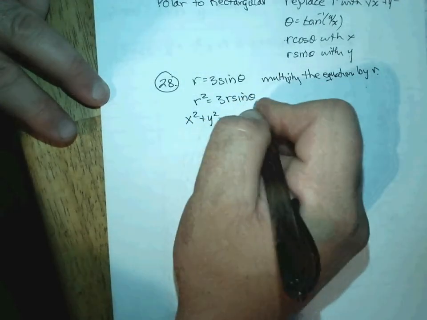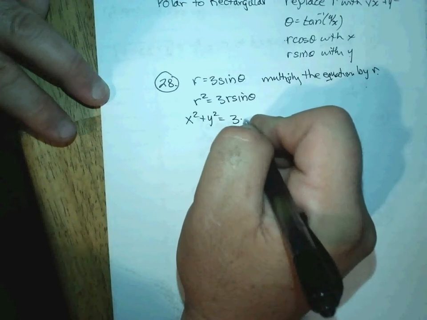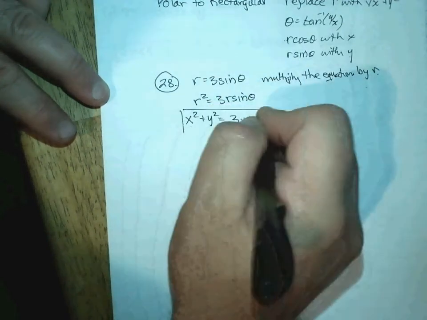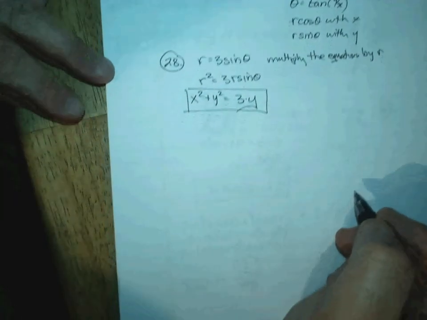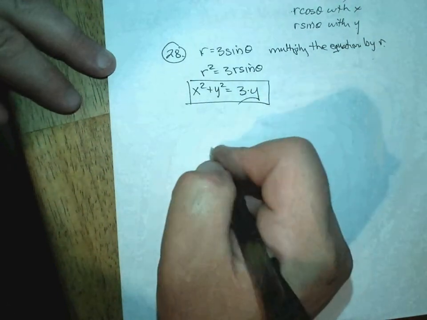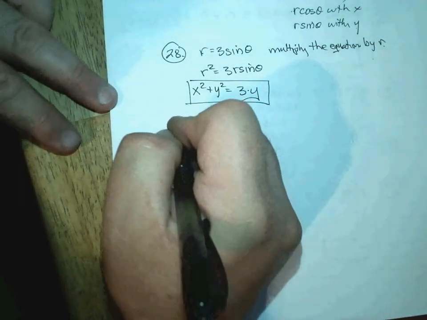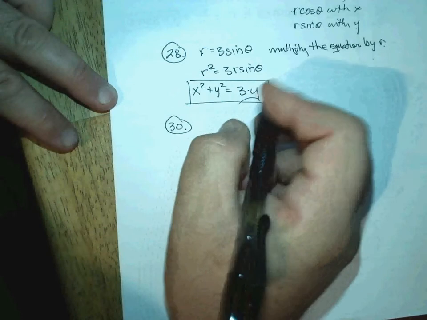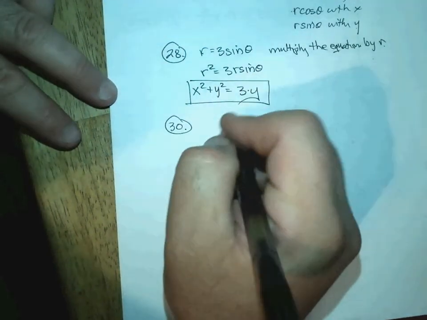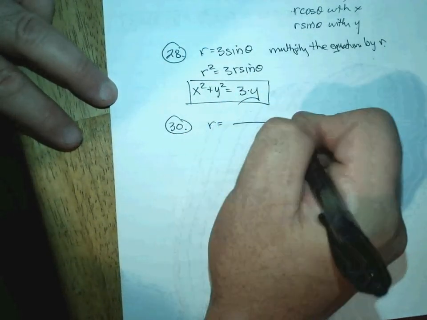R squared, if r is the square root of x squared plus y squared, then r squared is simply x squared plus y squared. And r sine theta is y. There's your equation in rectangular coordinates.